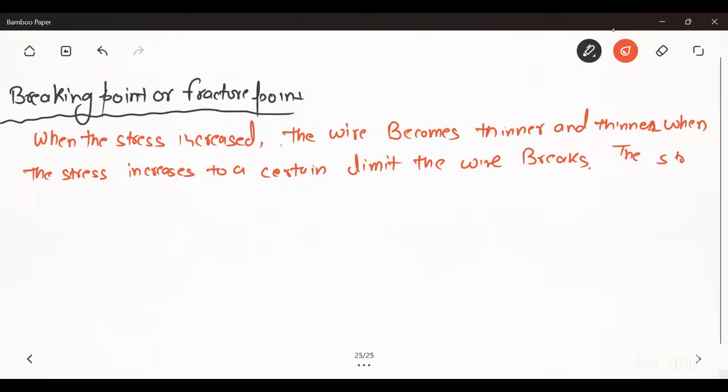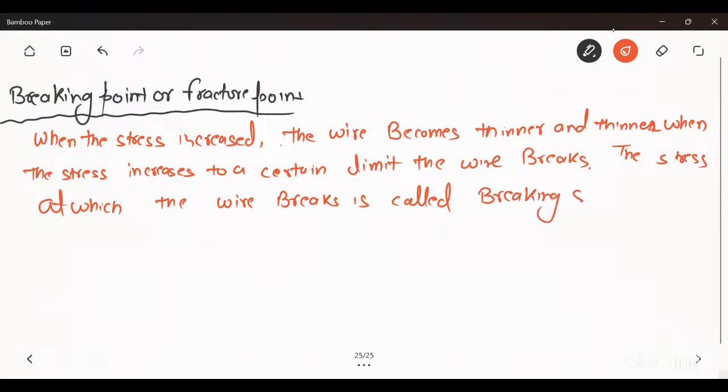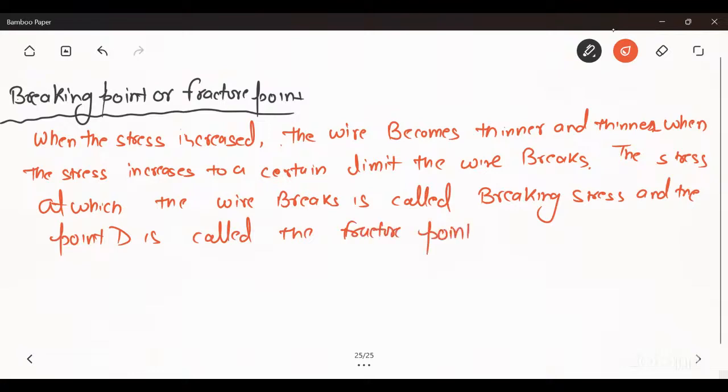The stress at which the wire breaks is called breaking stress, and the point D is called the fracture point. Okay, so that was your chapter.